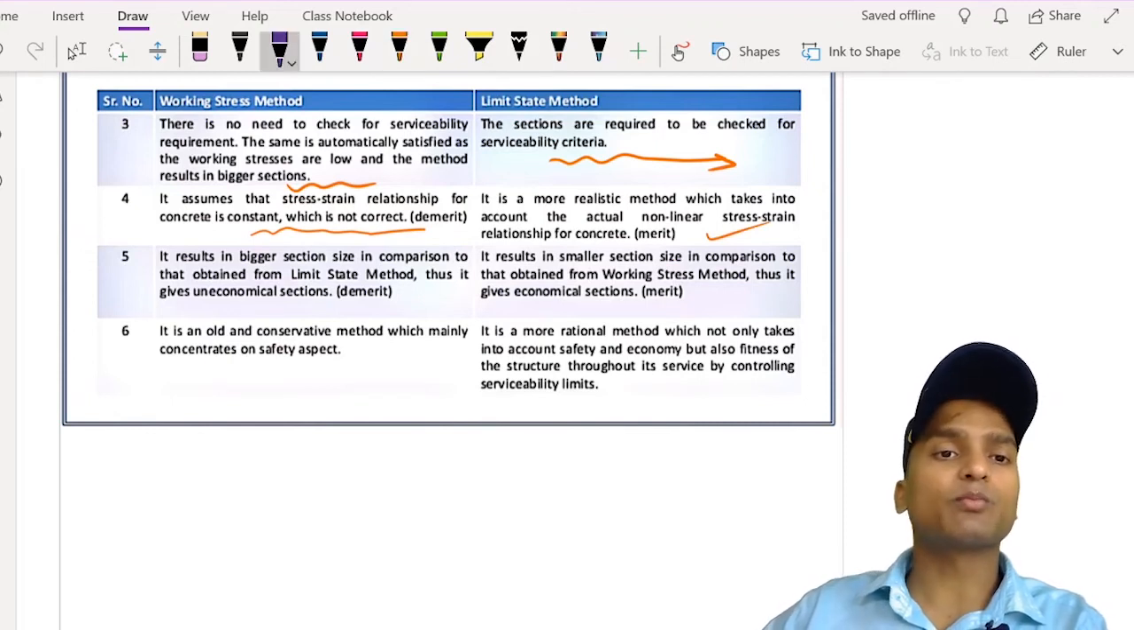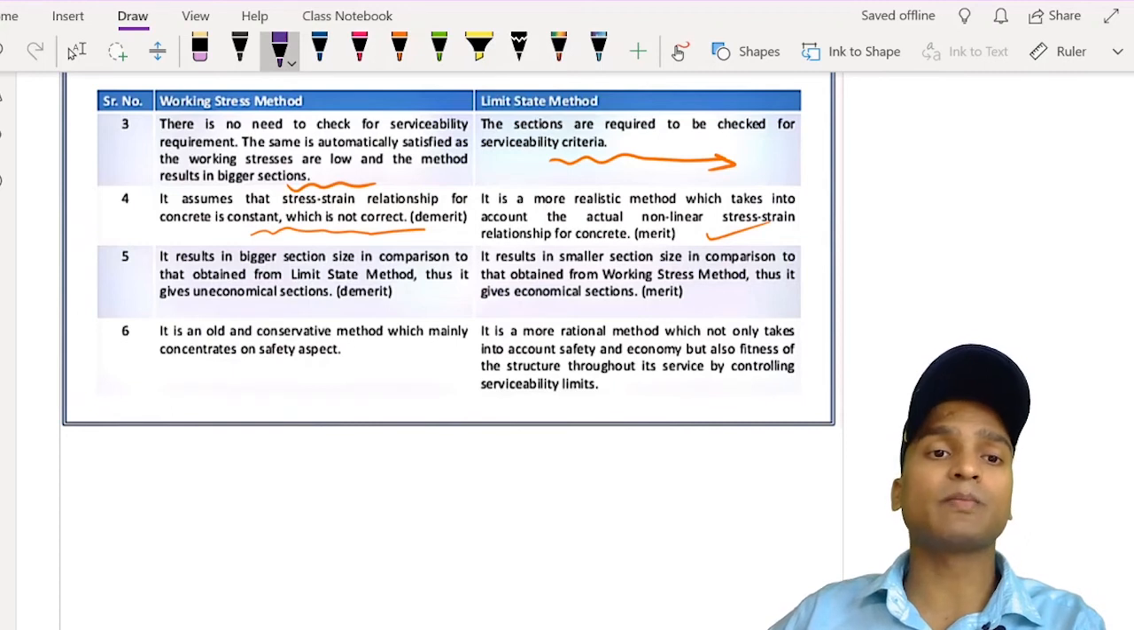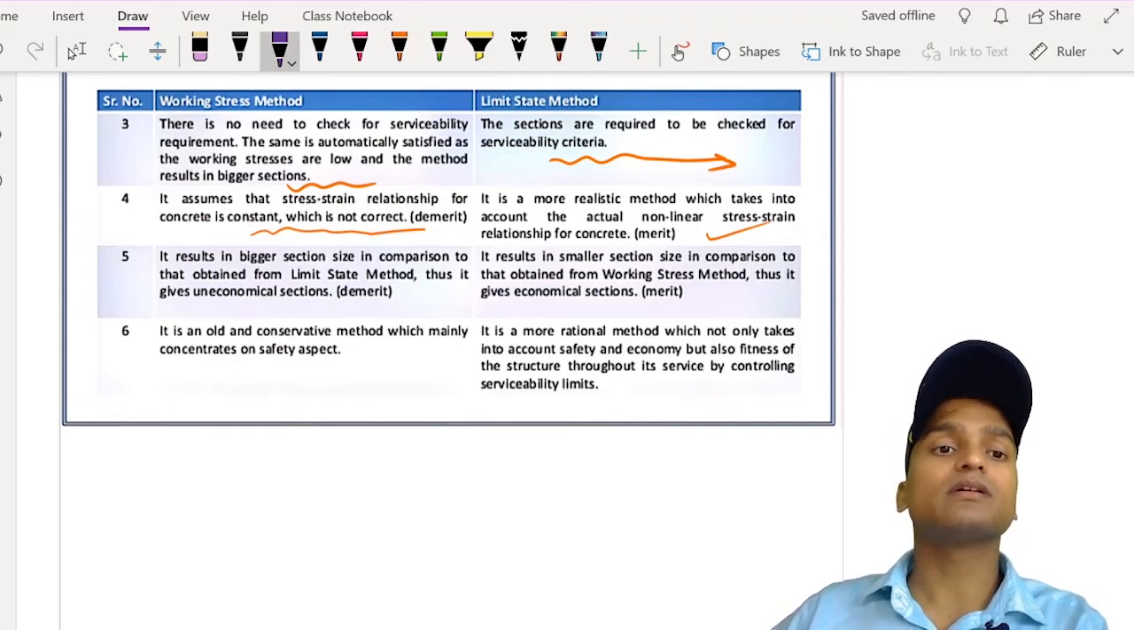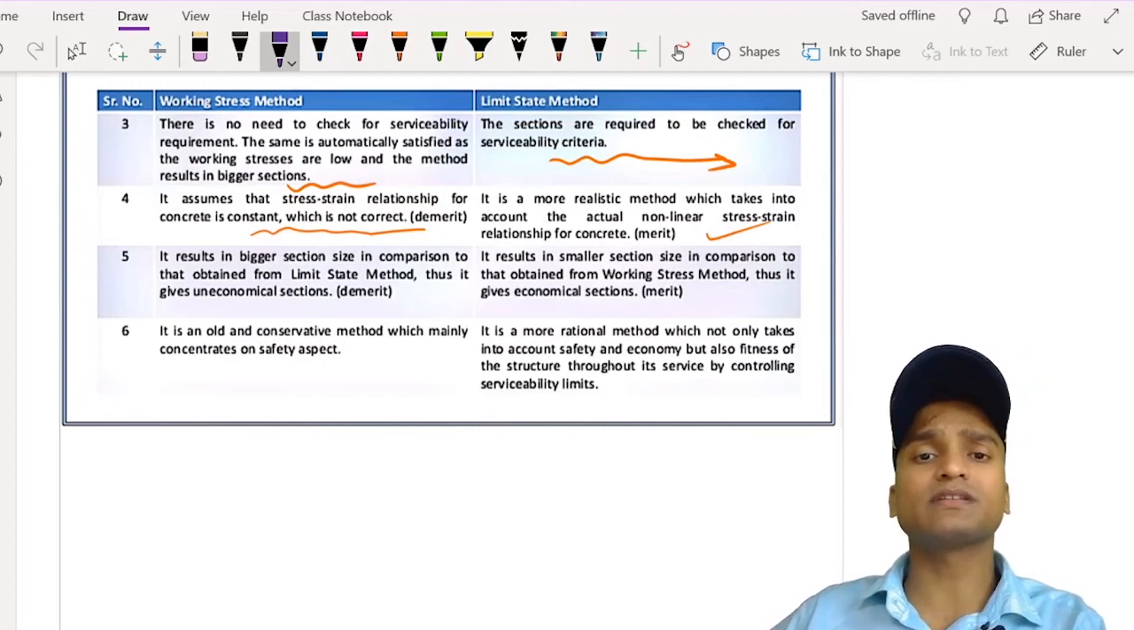Exactly. Fifth point says it results in bigger section size in comparison to that obtained from limit state method. Thus, it gives uneconomical sections. Of course, that's really true. Whereas in limit state method, it results in a smaller section size in comparison to that obtained from working stress method. Thus, it gives economical section.